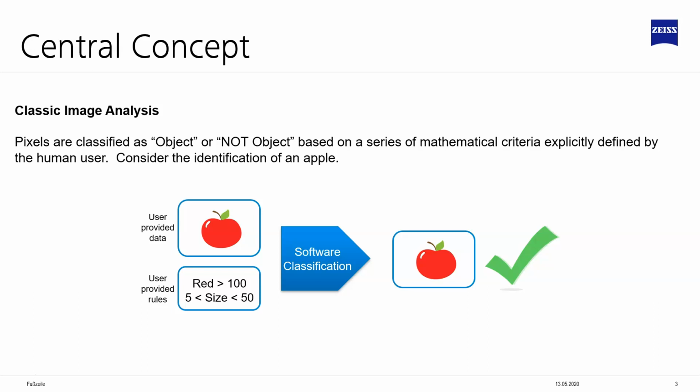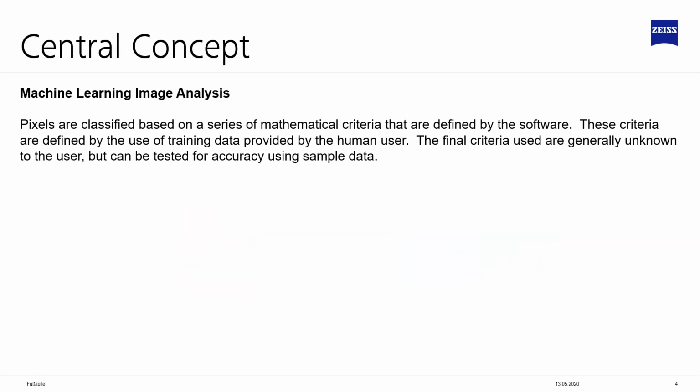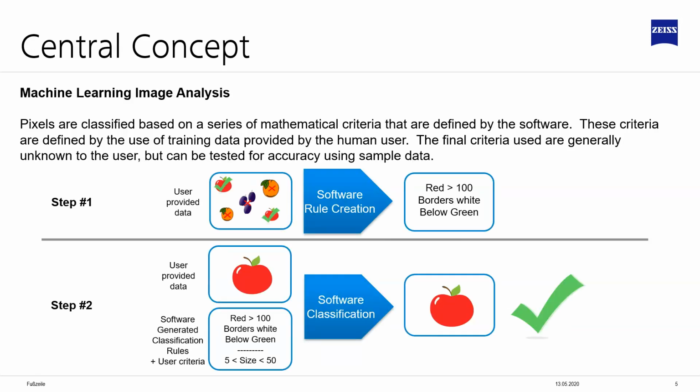So how does this classical method compare with machine learning? The absolute key is that pixel classification here is done initially based on a criteria that would be software defined. That is, there is no explicit human definition of a rule set. Instead, the rule set is generated by the software and is derived from a set of training data provided by the user. As a result, the contents of the rule set are unknown.